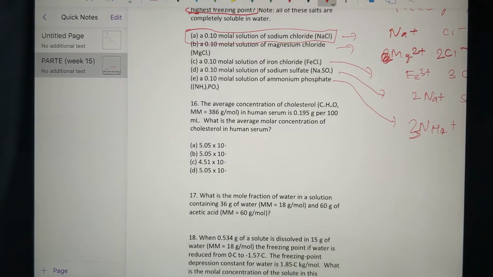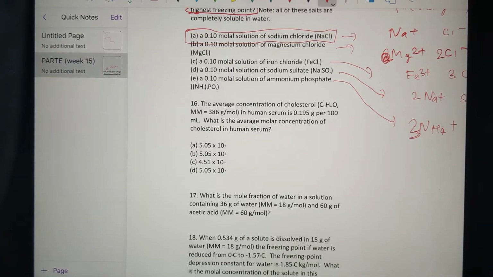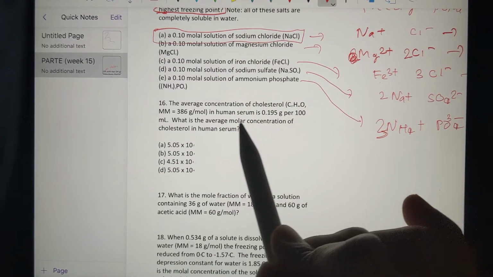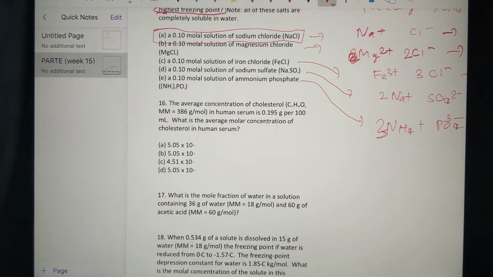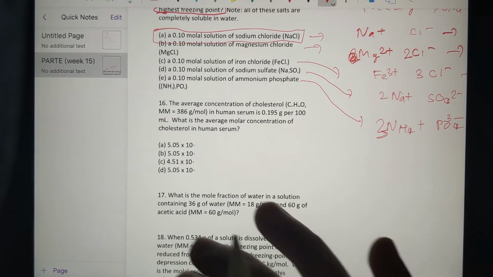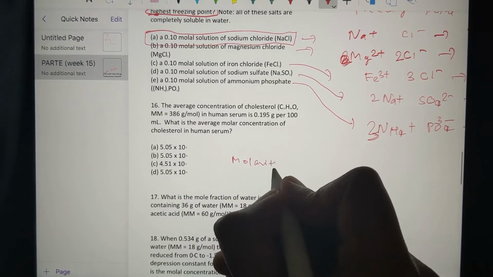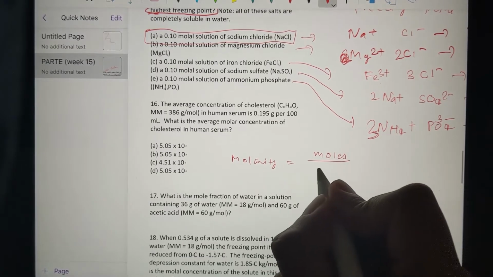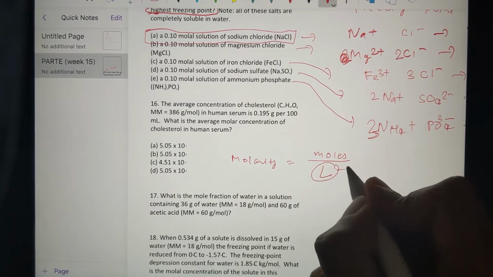Okay, so for the next question, 16, the average concentration of cholesterol in humans is this. What is the average molar concentration of cholesterol? Okay, so you know that molarity is moles per liter, and this liter volume is of the solution.